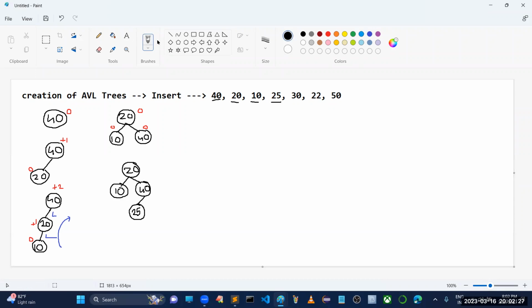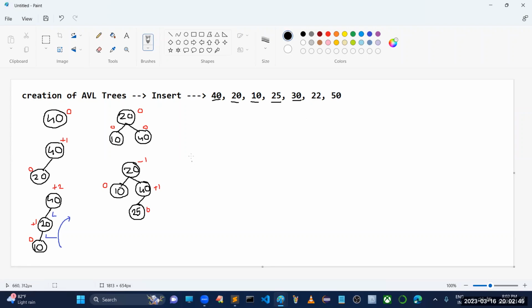Okay, so now what about balance factor? So this will become 0, this will become plus 1, and this will become 0. So this is 1, minus 2, minus 1. Sir, it is also balanced, right? Hence no need to disturb.